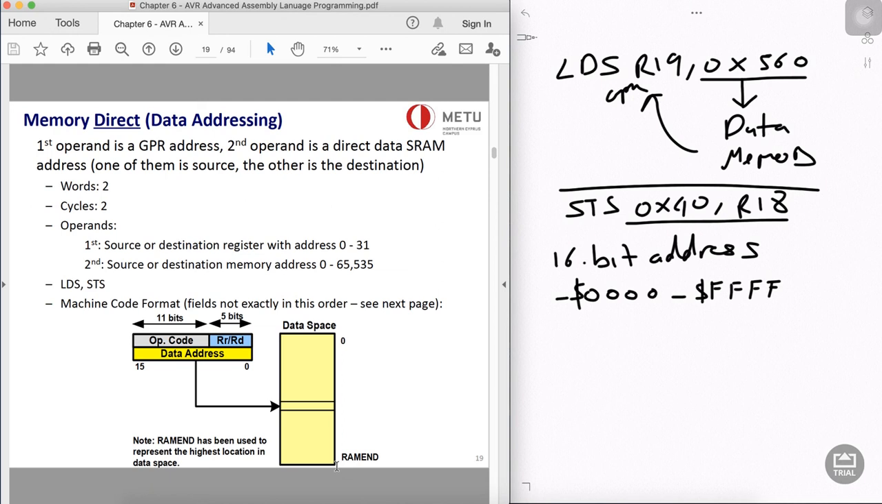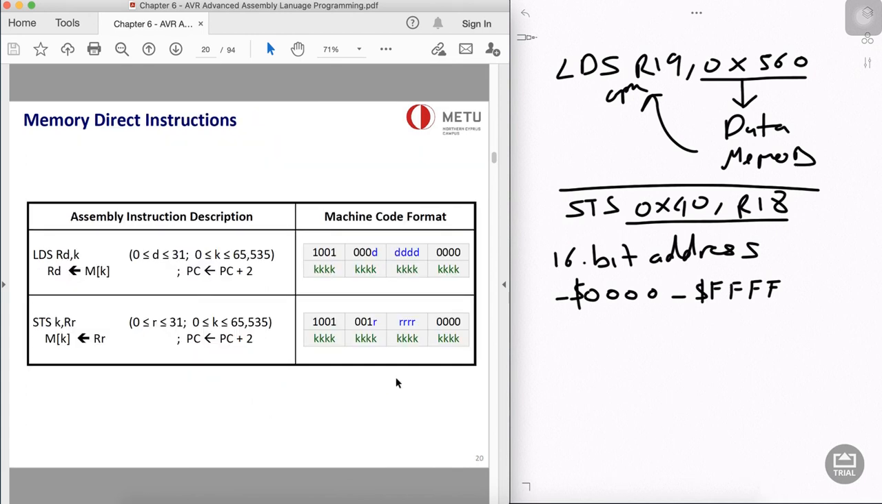Now, similar to the memory direct, which we have seen with these instructions, the register is between 0 to 31, and K is between 0 to 65,000 for the whole data memory. So you need to have a 16-bit address. Some of those are the opcodes, the operands, and the address for 65,000.